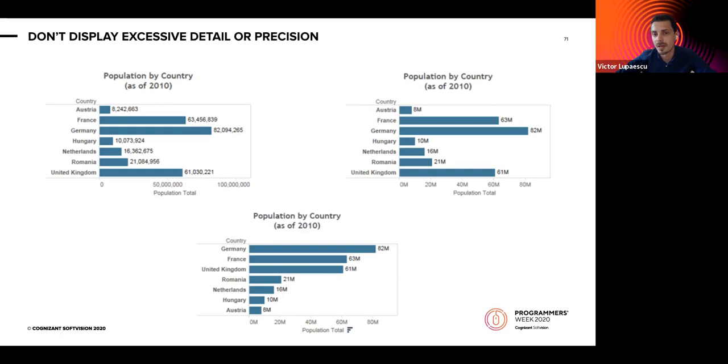And of course, keep in mind that when you're showing comparisons between countries, it's really important to sort it, ascendingly or descendingly.